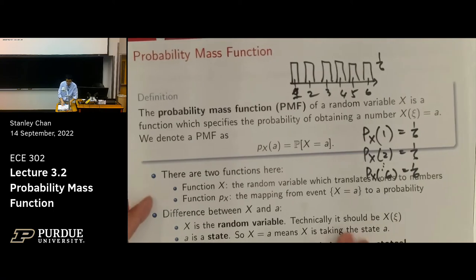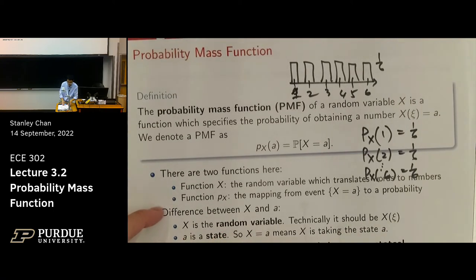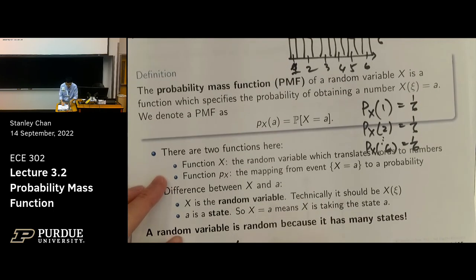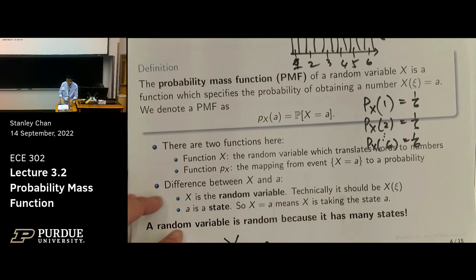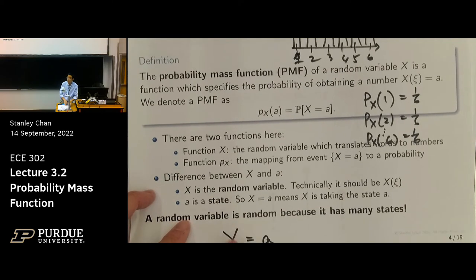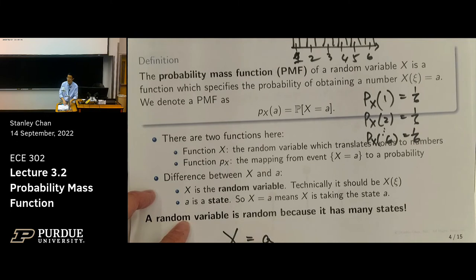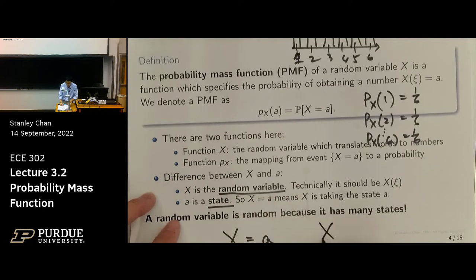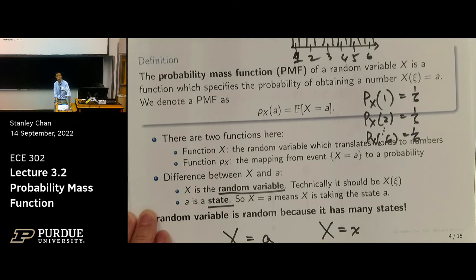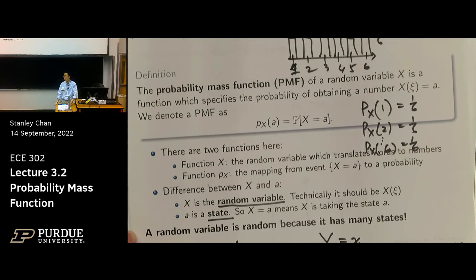Okay, so there are two things, right? There is a random variable, x, and then there is a dummy variable, a. This x is called the random variable. This a is called a state. Don't mix these two up. One is called a random variable, the other one is called a state. Sometimes when we read textbooks, you see big X and small x. Big X refers to the random variable, small x refers to the state. Two different things.